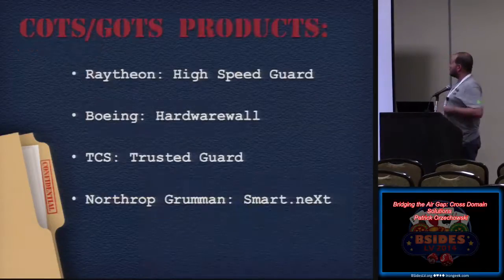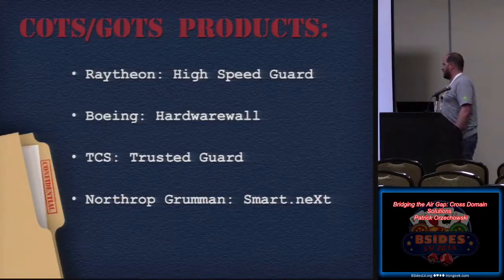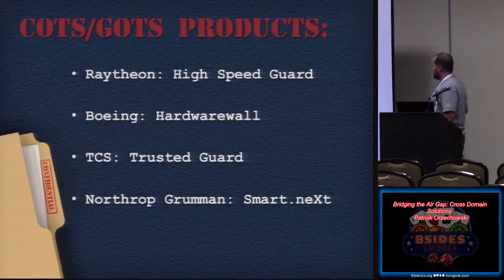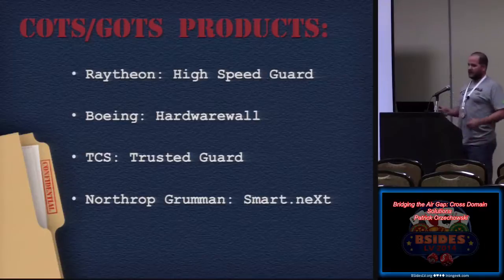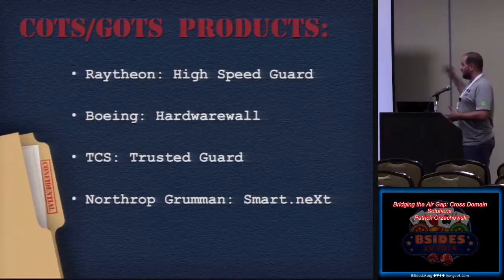Some examples of COTS products: Raytheon's High-Speed Guard, Boeing Hardware Wall, TCS Trusted Guard. These guys got bought by Raytheon, I think, and Northrop Grumman, SmartNext, which is an email classification filter, so you can send emails between classification domains. There are dozens of these.